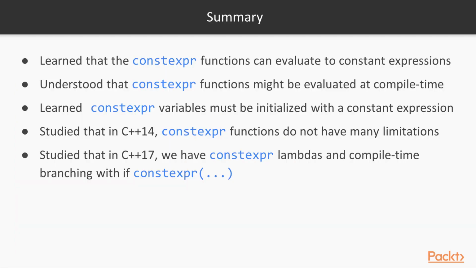Here's a recap for this video. Constexpr functions can evaluate constant expressions. They might be evaluated at compile time if all the provided arguments are constant expressions, or they might be evaluated at runtime otherwise. Constexpr variables must be initialized with a constant expression. If you invoke a constexpr function to initialize a constexpr variable, it will be guaranteed to be evaluated at compile time. In C++14, constexpr functions do not have as many limitations as in 11. In 11, they are limited to a single return statement, but in 14, you can use many language features. In 17, we have constexpr lambdas and compile time branching with if constexpr.